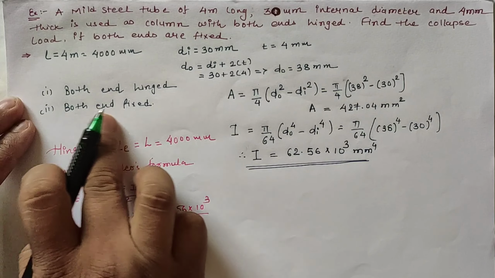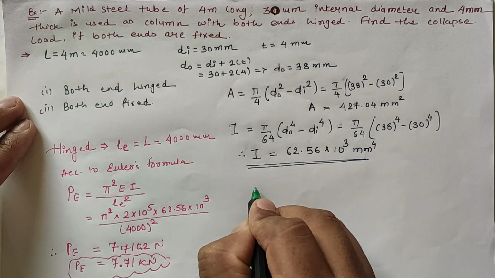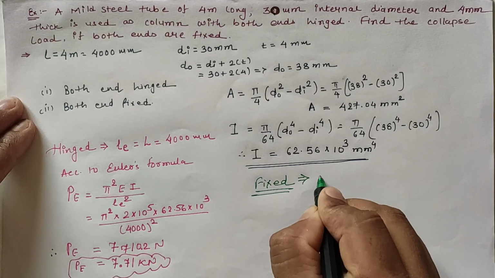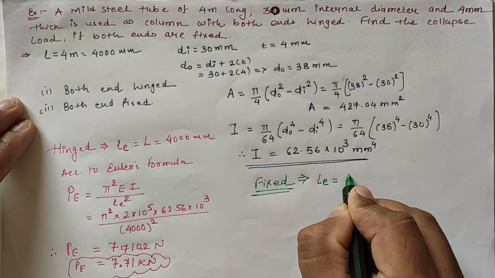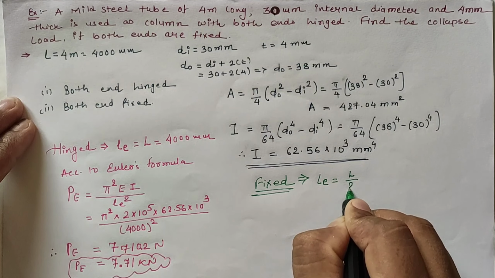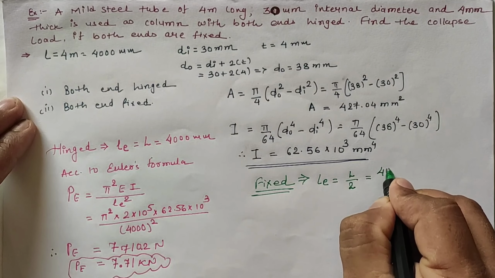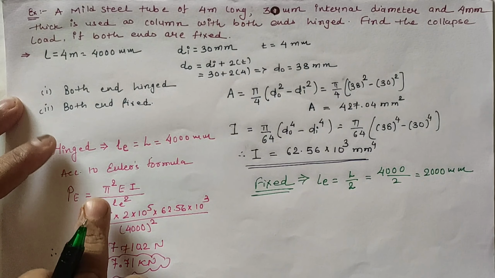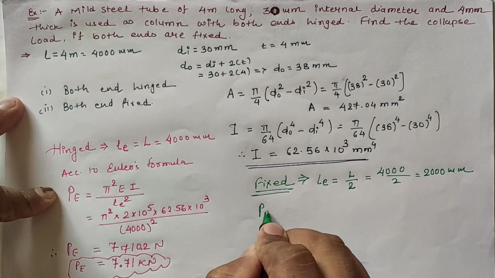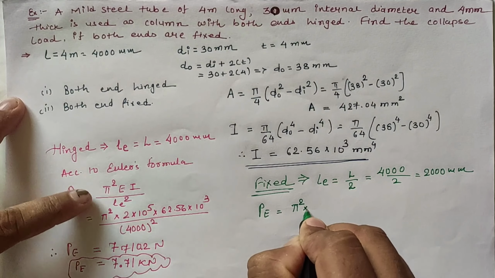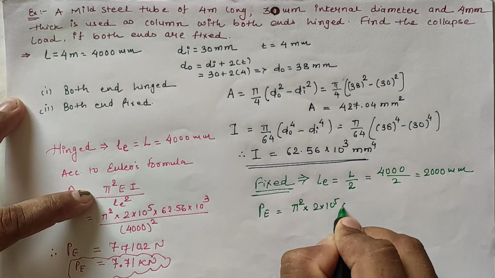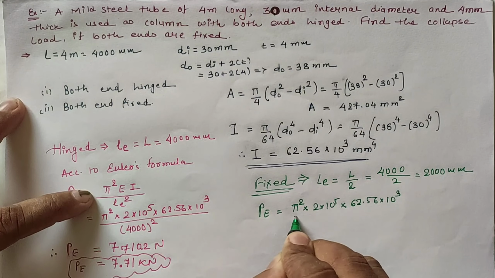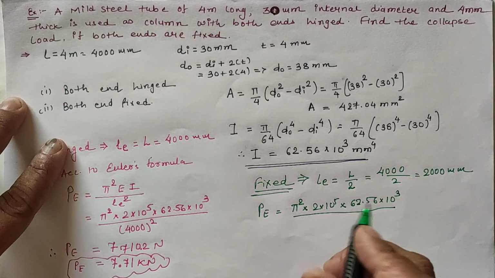Now going ahead with the calculation for both ends fixed. For the fixed condition, our effective length can be calculated as the given length divided by 2. It means 4000 by 2, which is 2000 mm. Now using the same formula, PE is equal to pi square E as 2 into 10 raised to 5, I as 62.56 into 10 raised to 3 mm raised to 4, divided by LE as 2000 squared.